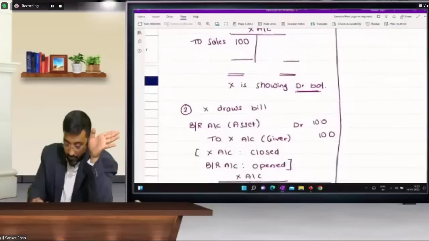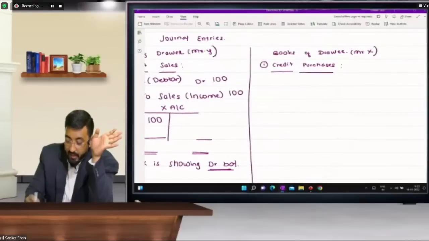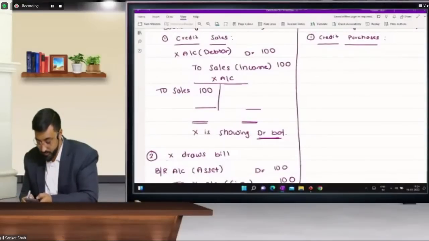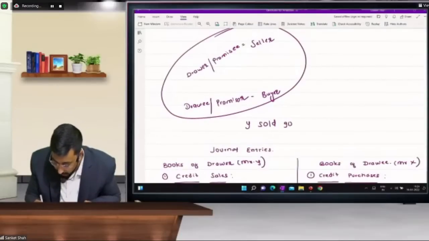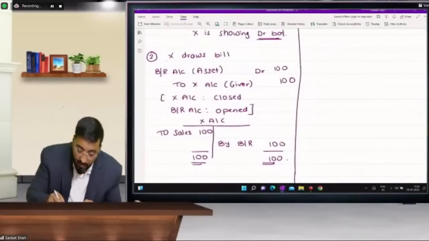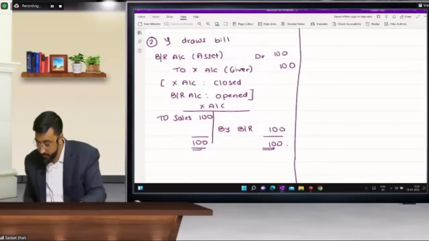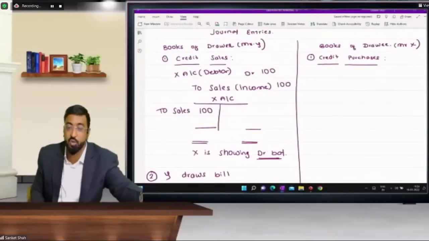On X, sorry, I will change the names. Drawer is Y. Drawer is Y and drawee is X. Sorry beta, one mistake. If I make Y the drawer, then X's account will come in Y's books. X's account will come in Y's books. So drawer is Y. Y sold goods to X. Okay. Sorry. Yes. Y to sales. Sorry, my mistake. Y sold goods to X. So a little from the X-Y angle, Y sold goods to X. Okay. So Y sold goods to X and Y draws bill. Y draws bill. Yes, rectified. It will do. Sorry, I made a mistake, that we don't have to look in X's books, we have to look in Y's books, in Mr. Y's books. And X is a party.